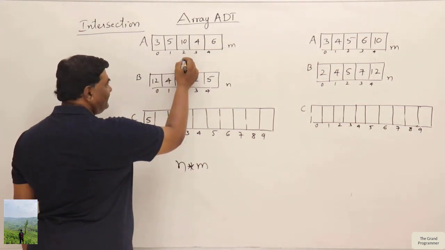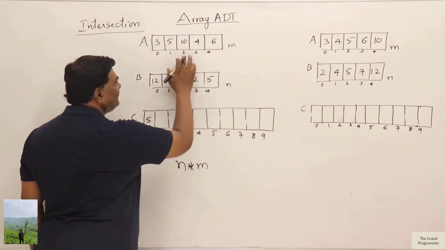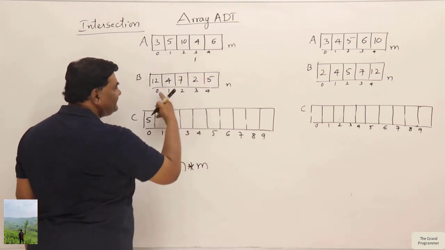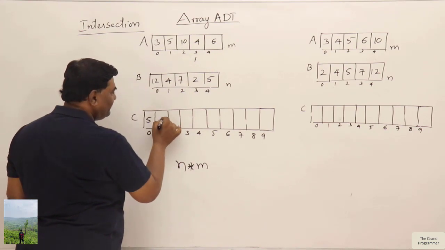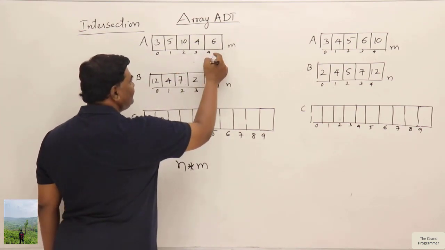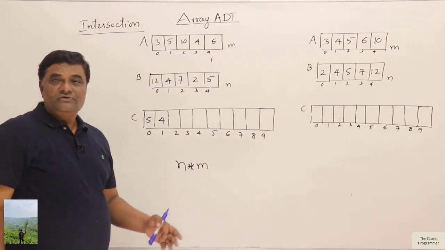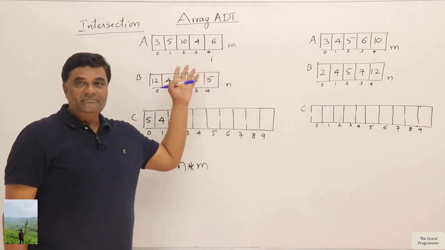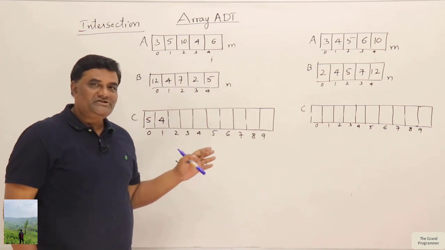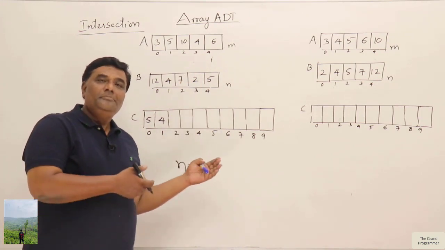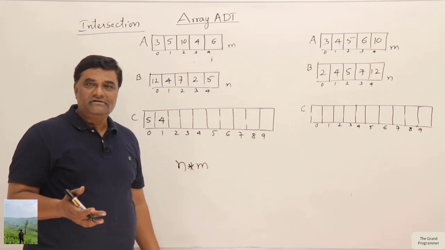Then check next. 10, is it there? It's not there. Move to next. 4, is it there? Yes, it's there. Copy 4. Then move to next. 6, is it there? It's not there. Don't copy it. So while copying the elements from array A into C, check if they are also present in B or not. That's it.